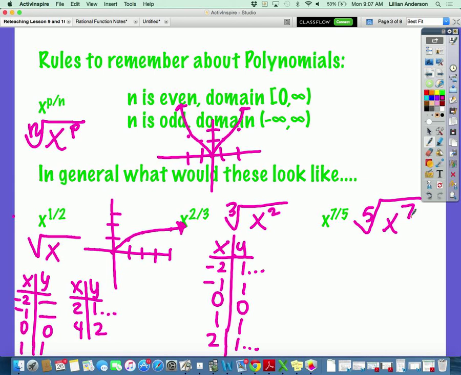And I try to give you an example of each different type, okay? Here, I had an even root, an odd in there. Here, I had an odd root and even in there. Here, I have an odd root and an odd exponent. So everybody see, I try to give you one of each so you kind of get an idea of what these look like, okay? When I make a table here, I'll plug in -2. What's -2 to the 7th power? It's going to be negative.